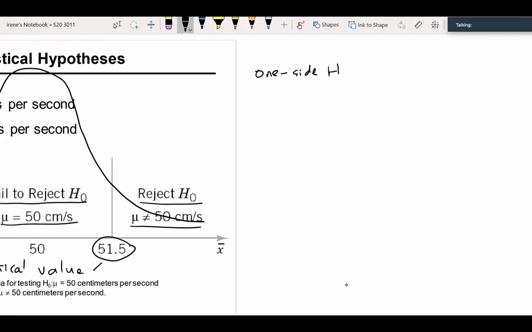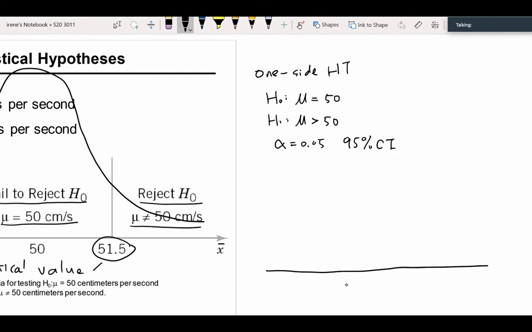One-sided hypothesis testing. For example, I'm going to use exactly the same case. Null: mu equals 50. Alternative assumes mu is greater than 50. Alpha is, let's say, 0.05. We're doing a 95% confidence interval. Always start with a sketch of the sampling distribution.